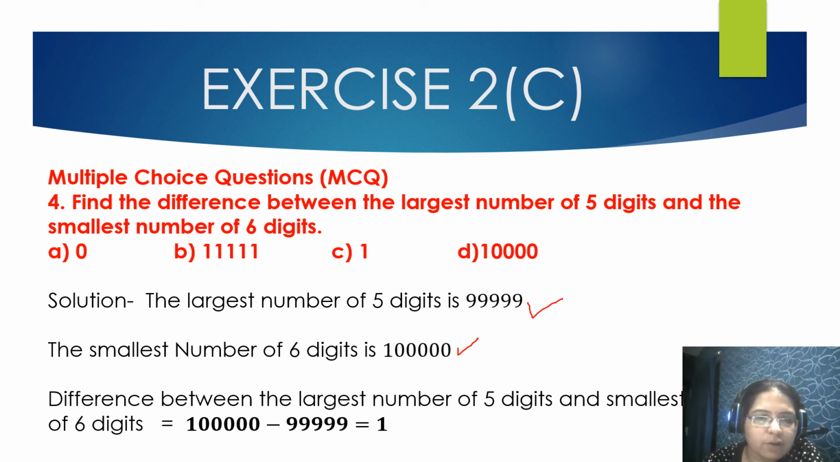And we have to find the difference between the largest number of 5 digits and the smallest number of 6 digits. So difference between them is 1 lakh minus 99,999. The smallest number of 6 digit minus largest number of 5 digit equal to 1 lakh minus 99,999 equal to 1. So option C is the correct answer.